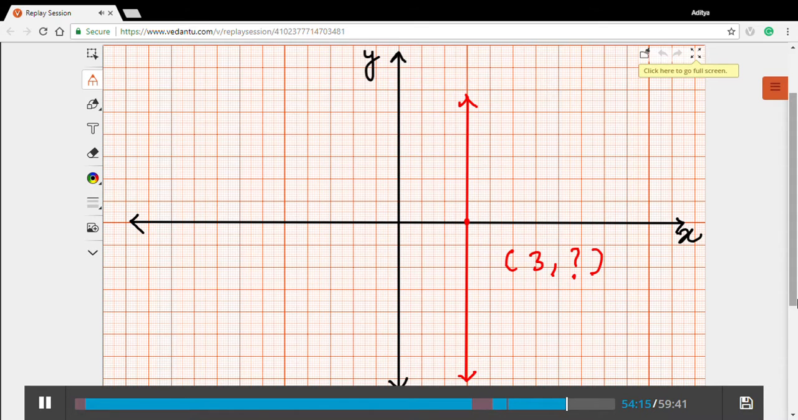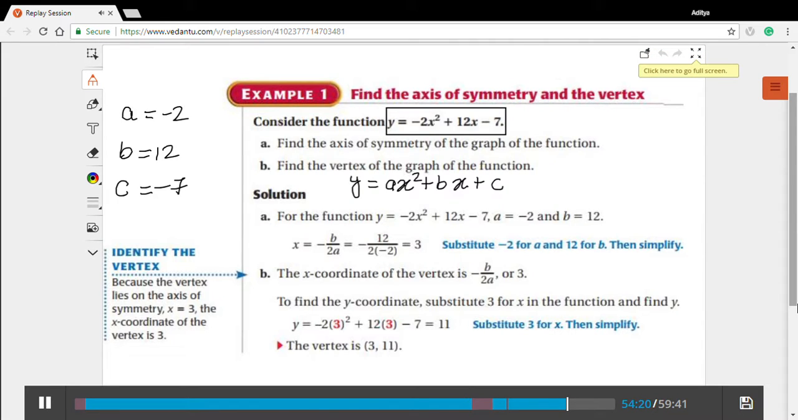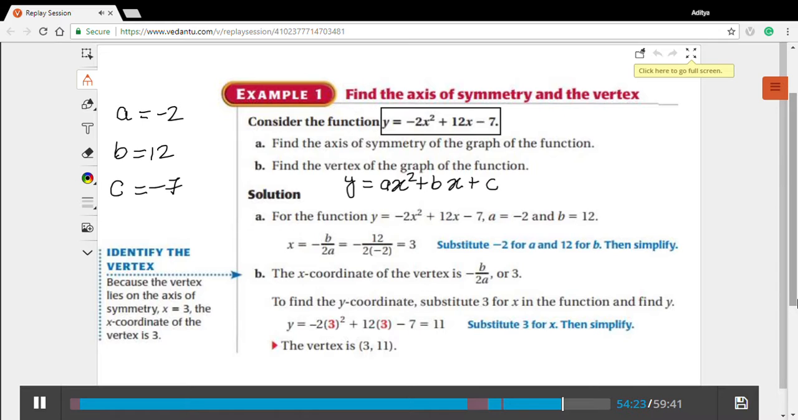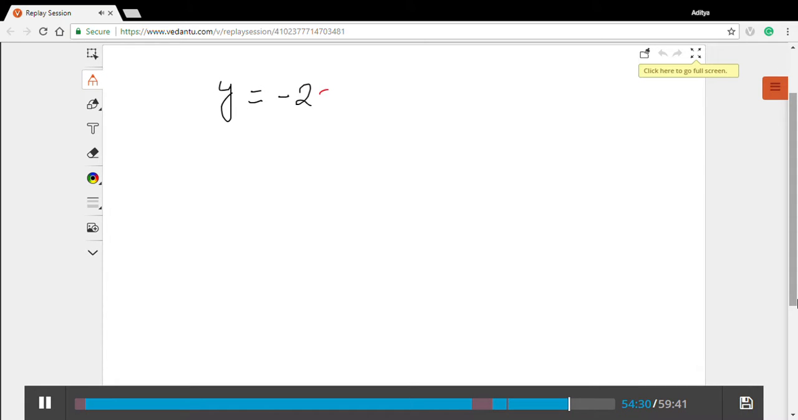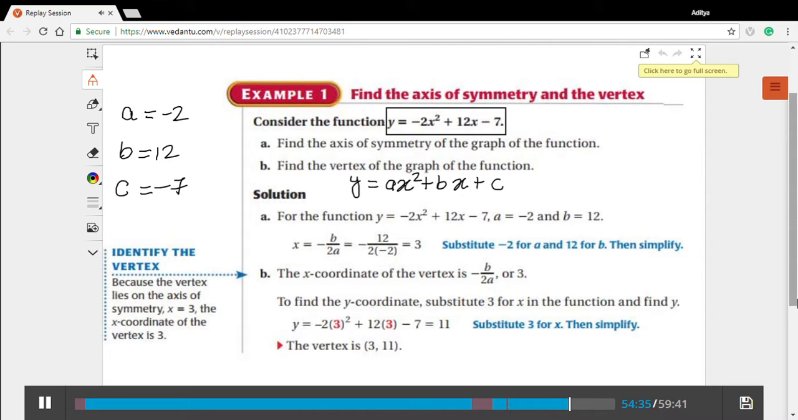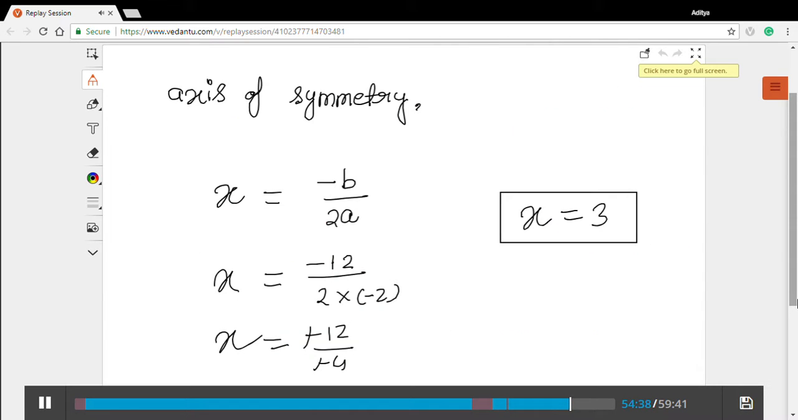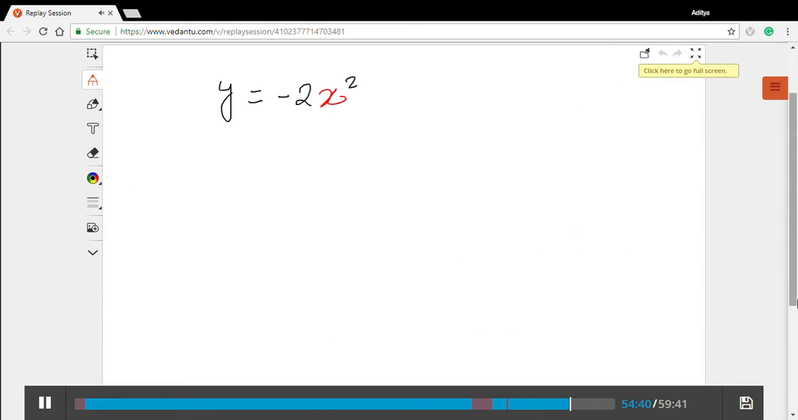So x equal to 3 will also satisfy the equation of the parabola that's given to us. So we now rewrite the equation. It's y is equal to negative 2x squared plus 12x minus 7. So that's our equation, and we already have got x is equal to 3.